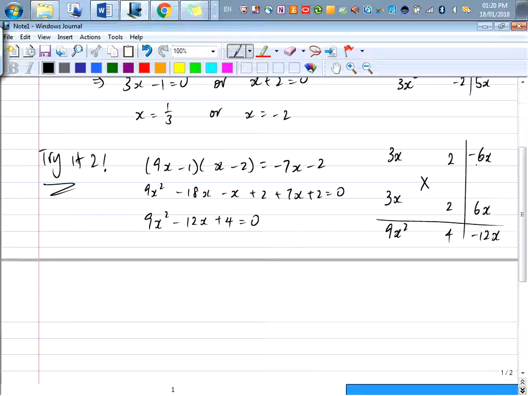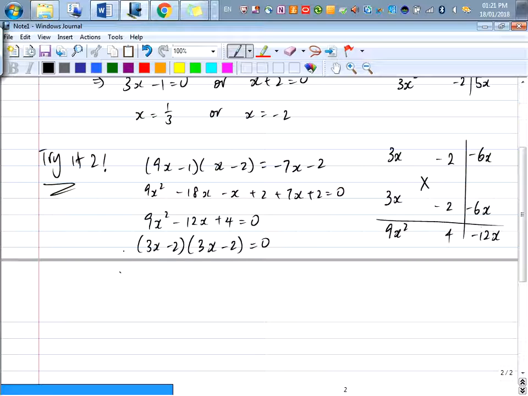So what I need to do is to introduce a negative sign over here and over here. Negative 2 times negative 2, you get 4. Alright? All learned before in lower sec, right? So this gives me 3x minus 2 times 3x minus 2 equals 0. Yes? Anybody lost? Okay, then next step. 3x minus 2 equals 0, or 3x minus 2 equals 0, right?